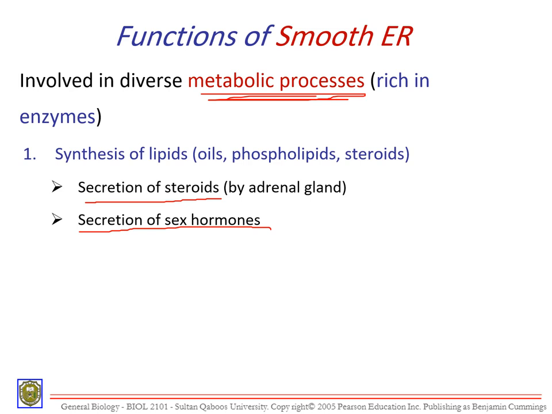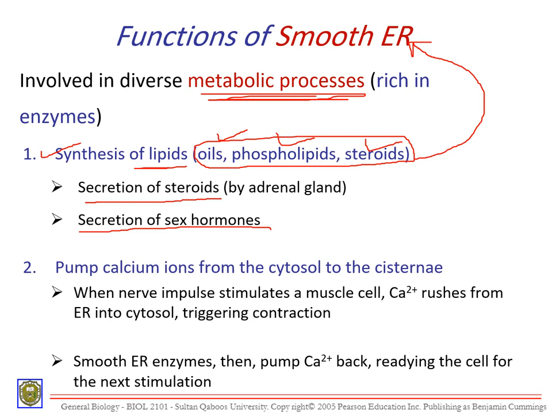So then the smooth ER, that does not have ribosomes attached to its surface, is involved in the secretion of steroids, and it's also involved in the secretion of sex hormones. It synthesizes the lipids, oils, phospholipids, steroids, all of these. Where are they made? They are made in the smooth ER.